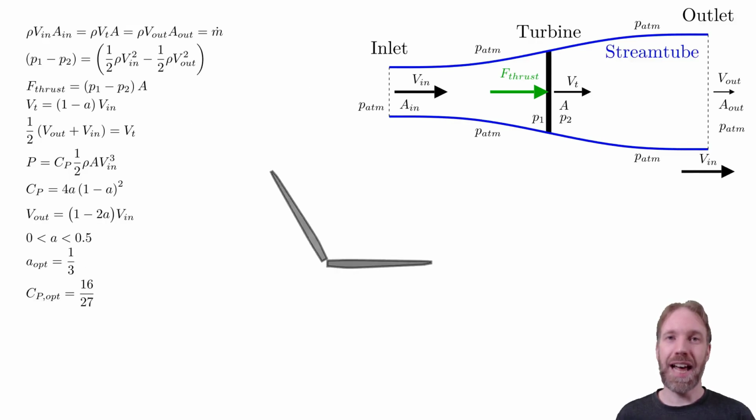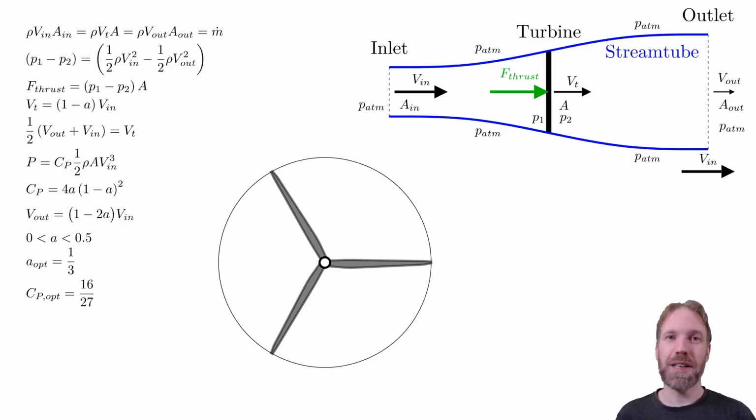Let us consider an axial turbine. In the Betz theory, we assume that the thrust force generates the power. But for the real turbine, the power is generated by the tangential force. The tangential force will cause the turbine to rotate. Let's call the rotational velocity omega.